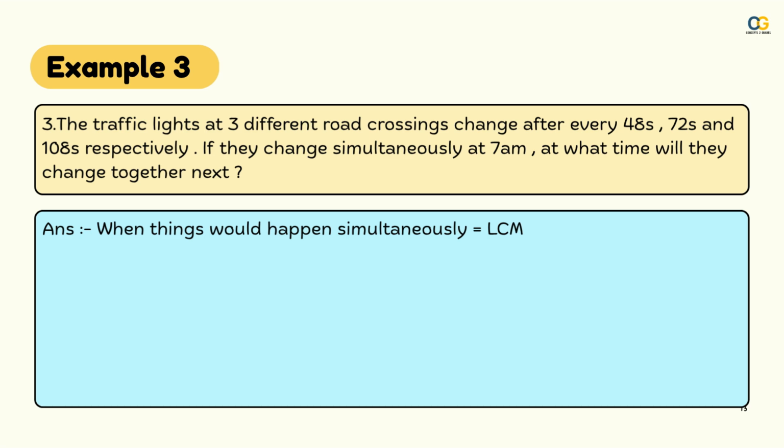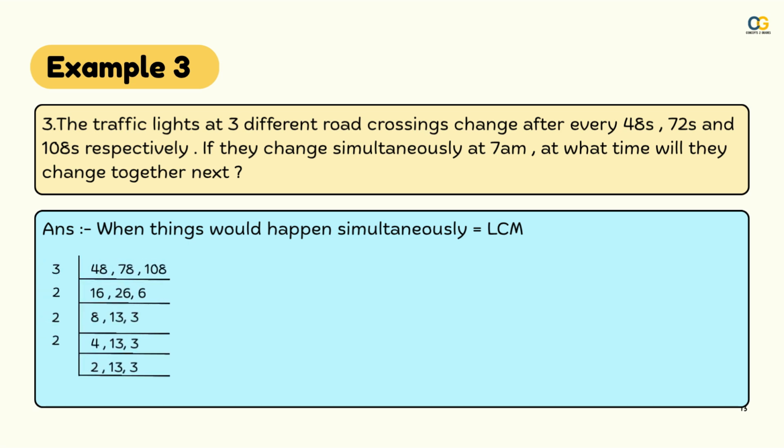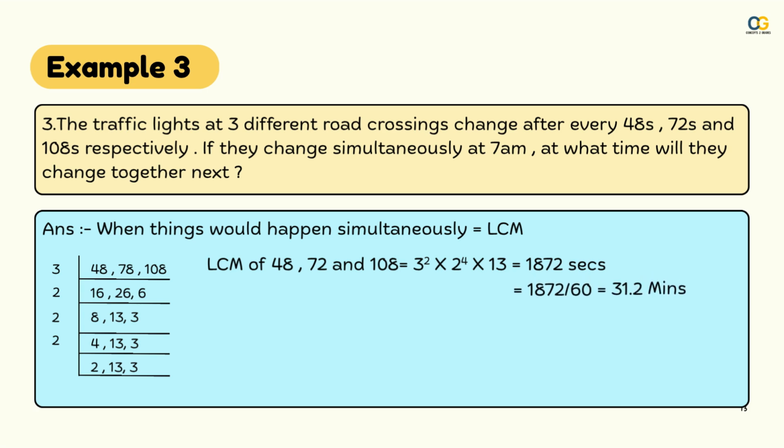So simultaneously dividing 48, 72 and 108 by 3, then 2, then 2 and 2 and so on, we can write the LCM of 48, 72 and 108 as 3 power 2 into 2 power 4 into 13, which is equal to 1872 seconds. 1872 divided by 60 to write it in minutes would be 31.2 minutes. And the 0.2 minutes in seconds would be 12 seconds, which is 31 minutes, 12 seconds. So the next bell would ring at 7:31:12 a.m. This is how we use LCM to solve such questions.